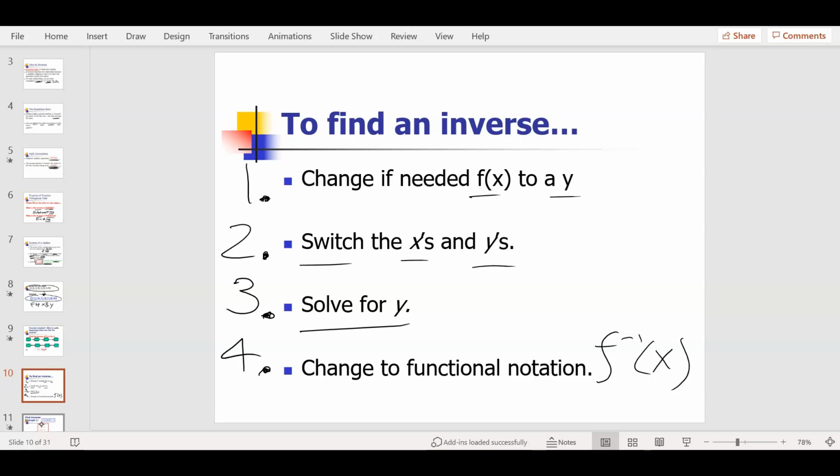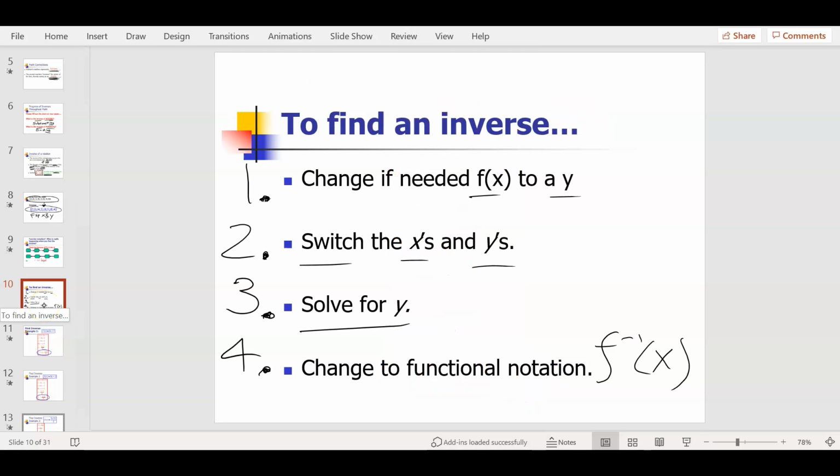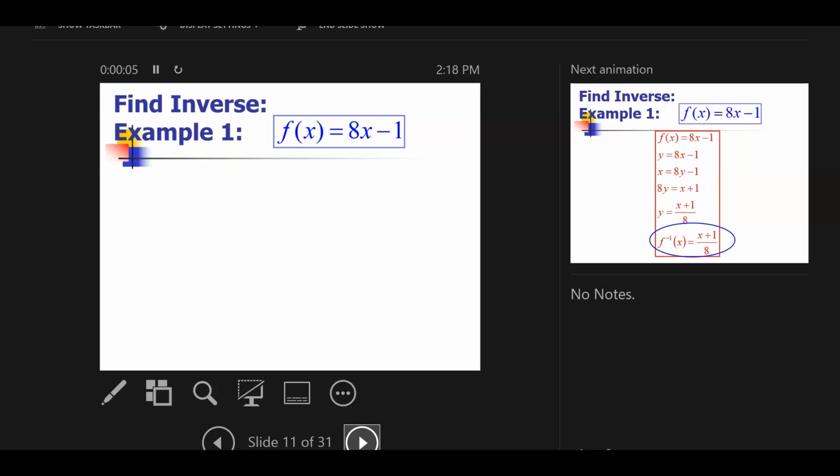Now, here's our first example. F of x equals 8x minus 1. So, what's step 1? I'm going to rewrite the equation, but instead of f parentheses x parentheses, I'm going to put a y instead. So let's go ahead and rewrite it. You might want to write small, that way you don't run out of room.